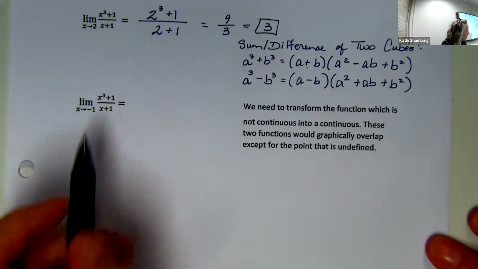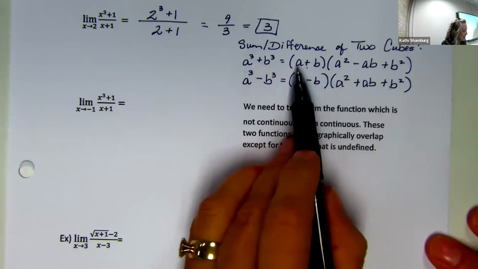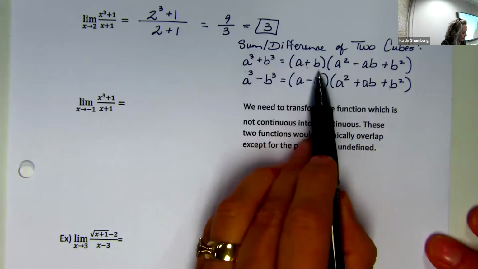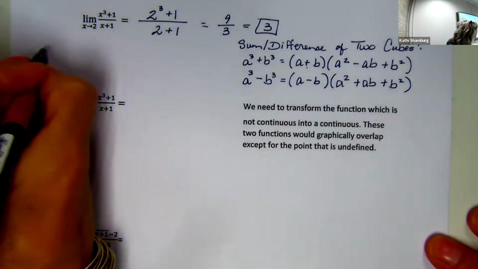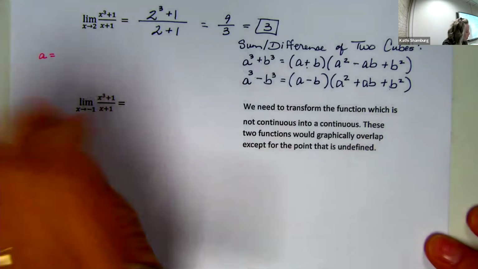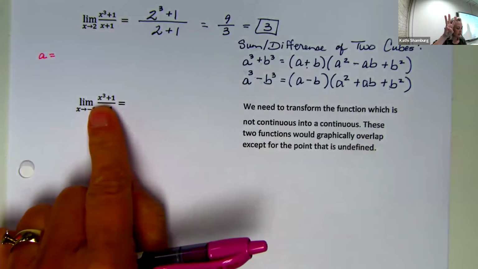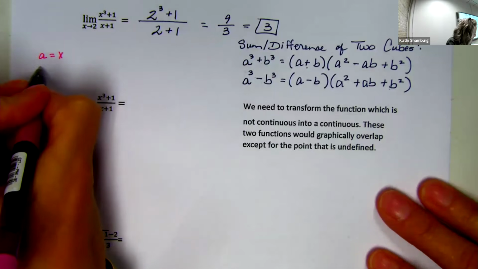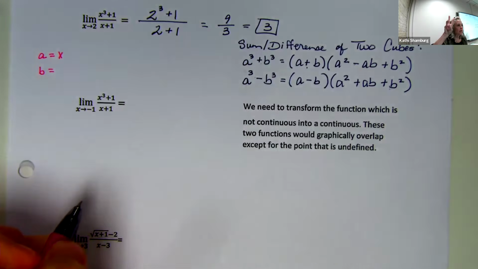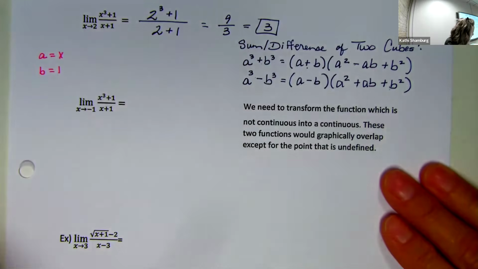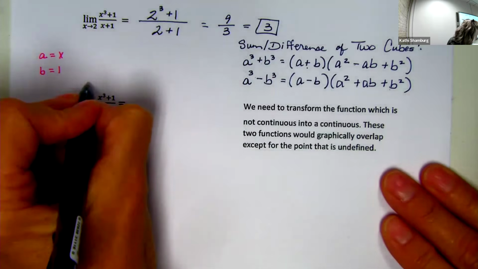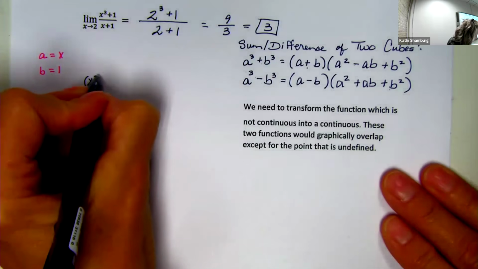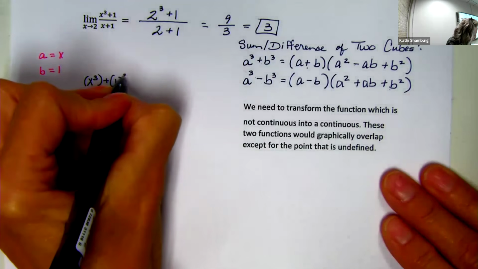Okay, so what that means is I need to determine what my A is and what my B is. So let's think what our A is for this. What times what times what is x cubed? X. Then we've got to consider what our B is. What times what times what is 1? 1. So I can rewrite this numerator as x cubed plus 1 cubed.